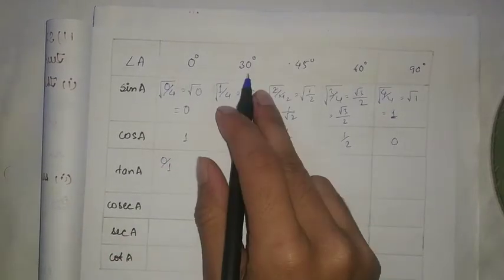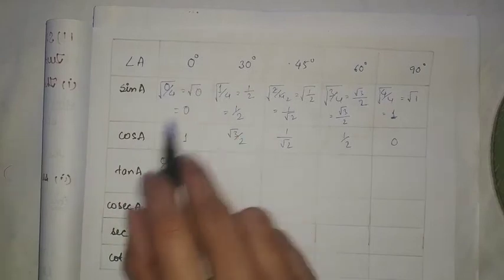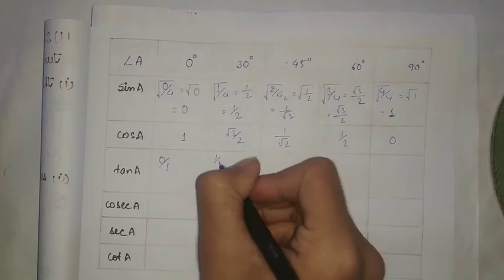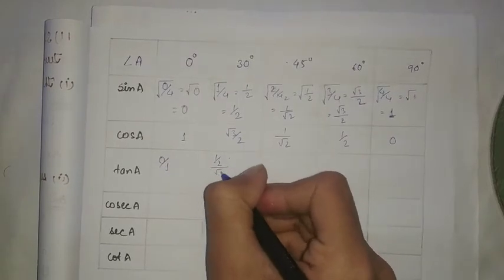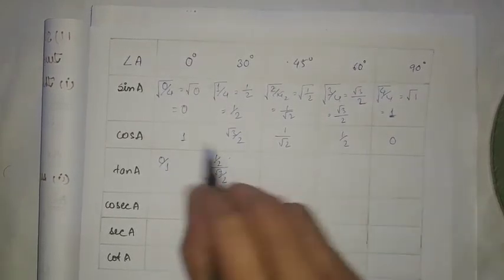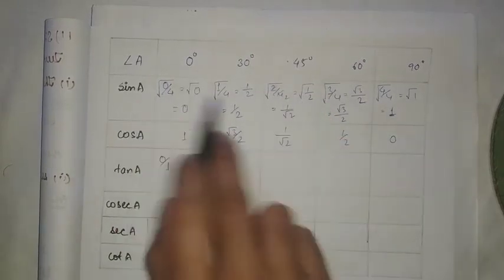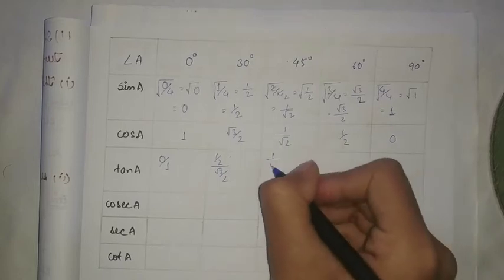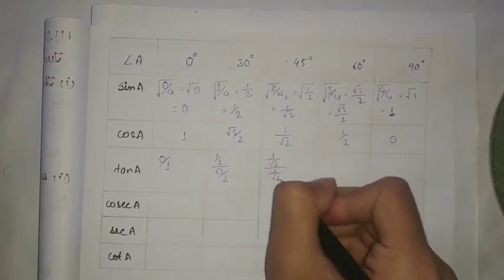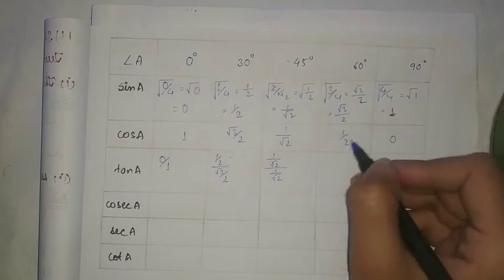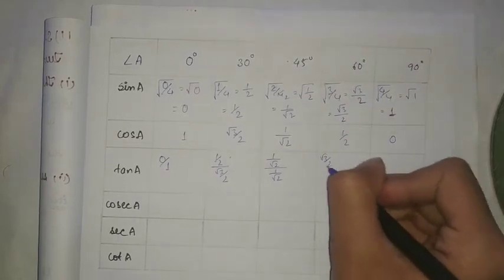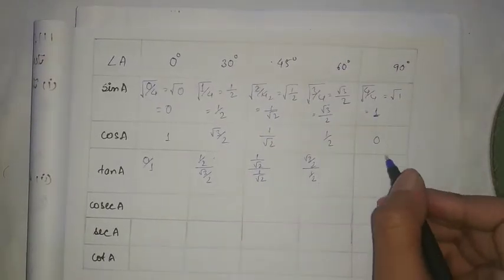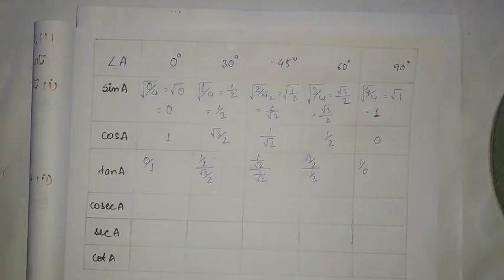For tan 30 degree we divide the value of sine 30 by cos 30, so it becomes 1 by 2 divided by root 3 by 2. For 45 we divide the value of sine 45 by cos 45, so it becomes 1 by root 2 divided by 1 by root 2. For tan 60, root 3 by 2 is divided by 1 by 2. And for tan 90 we divide 1 by 0.